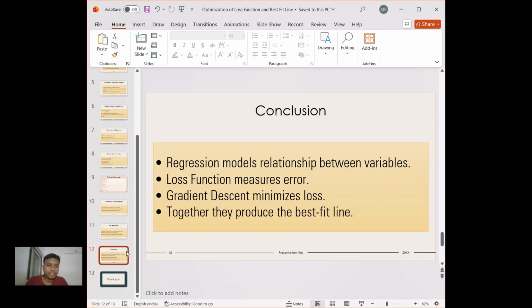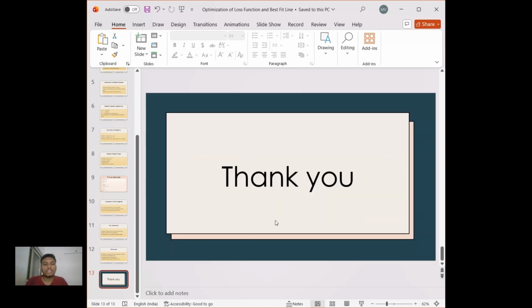So, in conclusion, the optimization of the loss function using gradient descent allows us to find the line that best represents our data. Regression helps in prediction. The loss function measures error, and gradient descent reduces that error step by step. Together, these concepts form the base of many analytical and machine learning techniques used today.